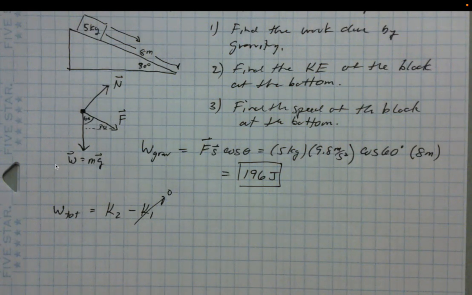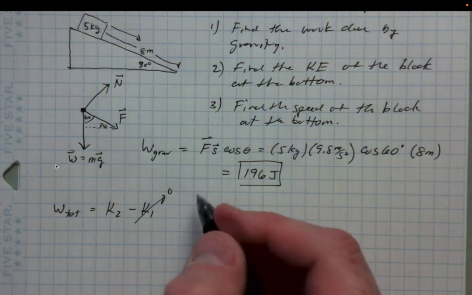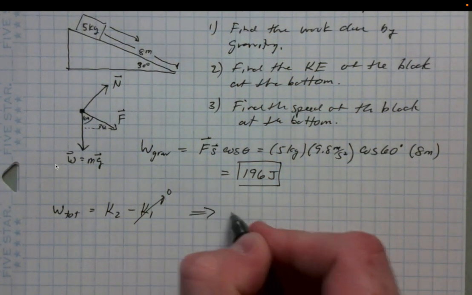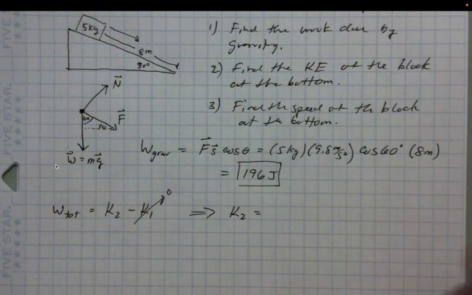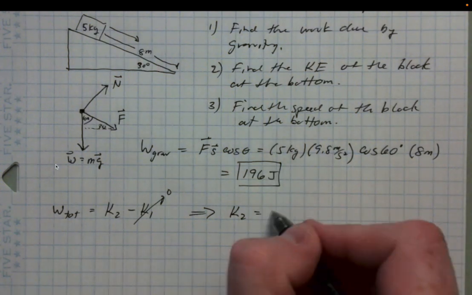Well, the total work in this case is just the work done by gravity. There's no frictional force to be concerned about. There's just gravity making this thing slide down. So K2 is just equal to the total work, which we just found.